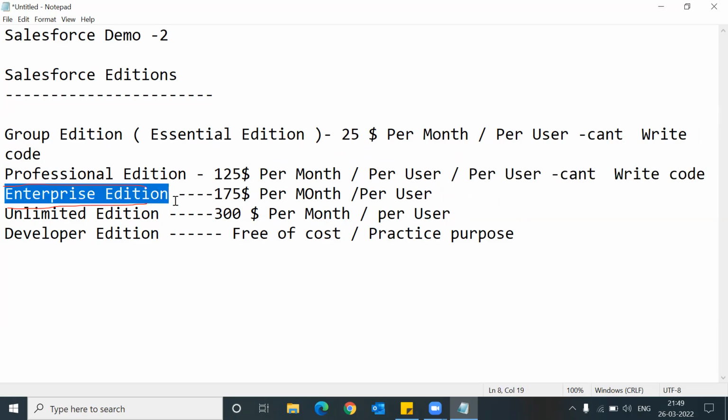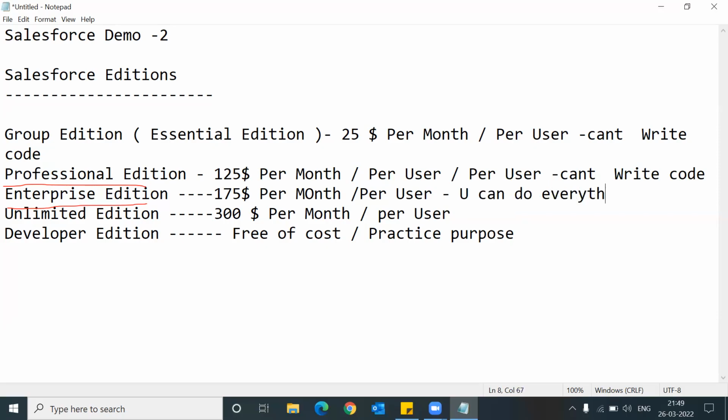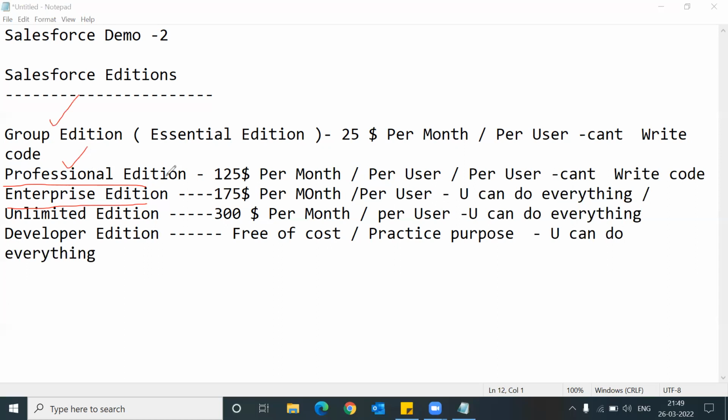Enterprise edition, most of the time 90% of companies use the enterprise edition. Okay, enterprise, you can do everything. You can write code, and you can do customization and configuration, everything here. In this edition also, everything you can do. And here also you can do everything. Only in group edition and professional edition you cannot write code, but in these editions you can write code.